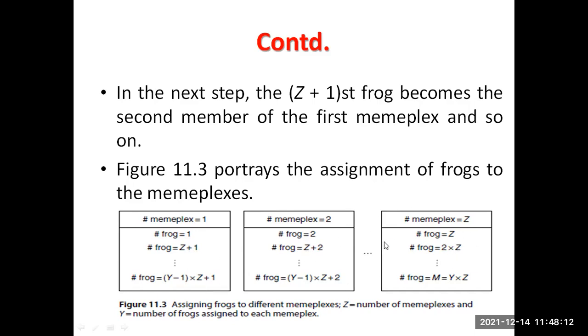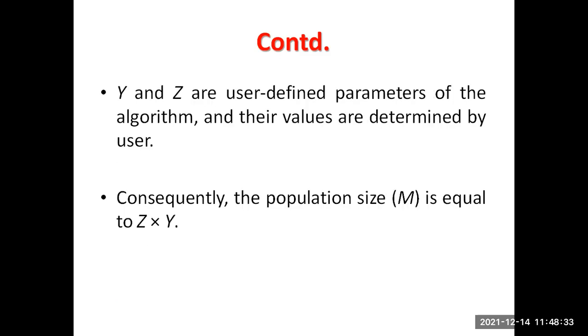So whatever I have explained to you is how we are going to distribute these frogs, one by one. The first one will go to the first, then the second one to the second, third, fourth, then fifth, then the sixth one. If you have 5 memplexes, the sixth one will go to the first one. Then the seventh one will go to the second. Like that, it will continue. So this process will continue.